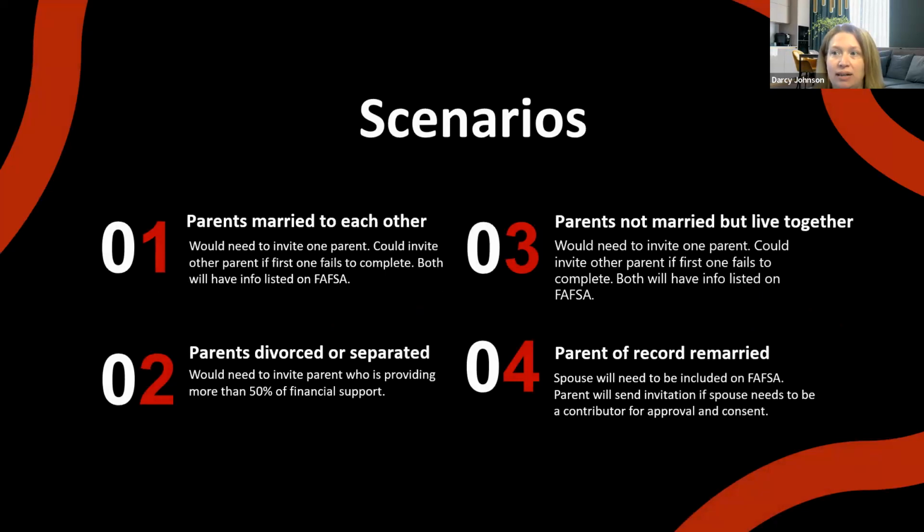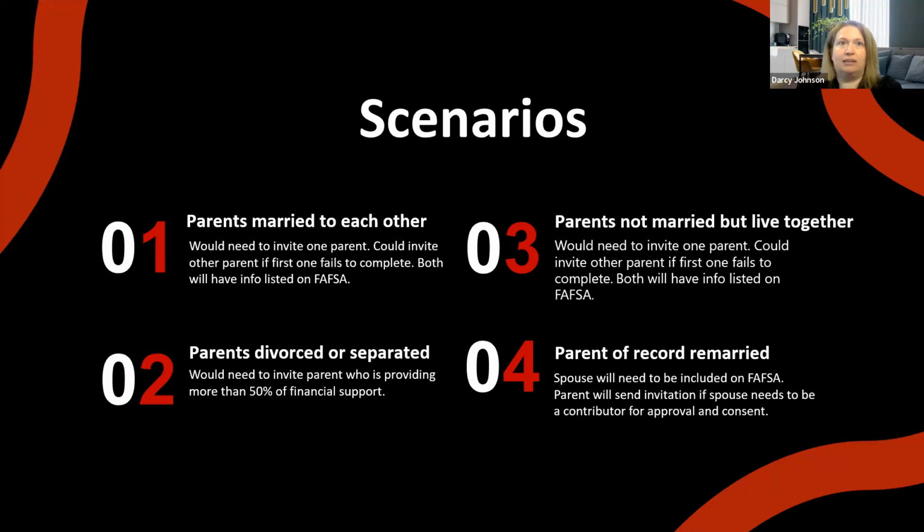Now, if that parent is remarried, then the current step parent also must be included on the FAFSA, including their financial information. And if the parent and the parent spouse did not file taxes jointly in 2022 for this 24-25 FAFSA, then both of them would need an account.